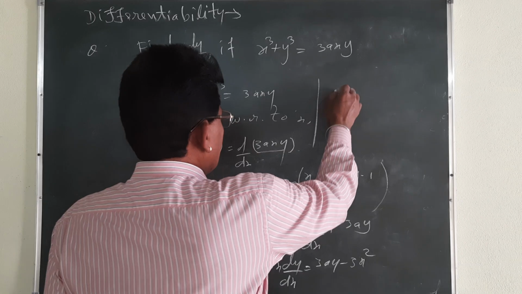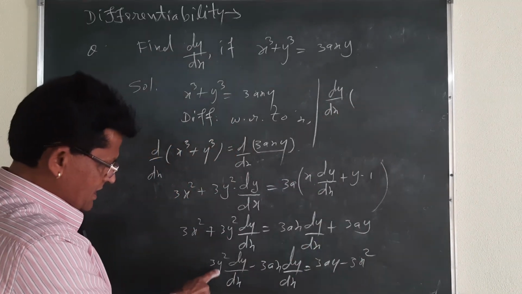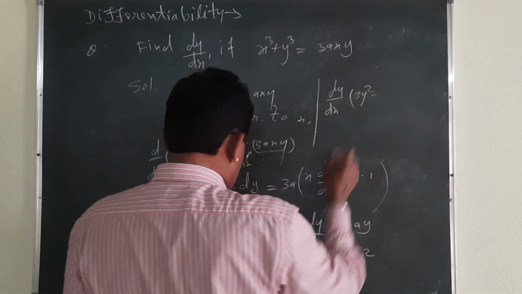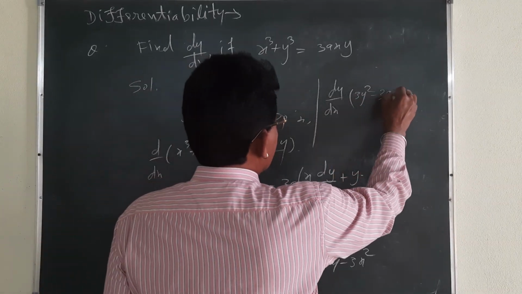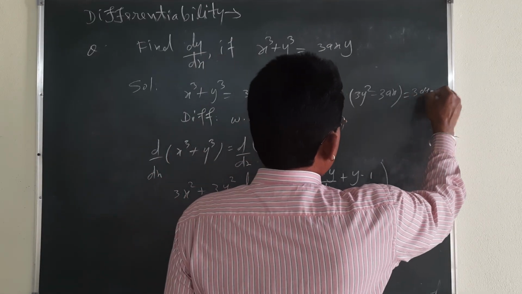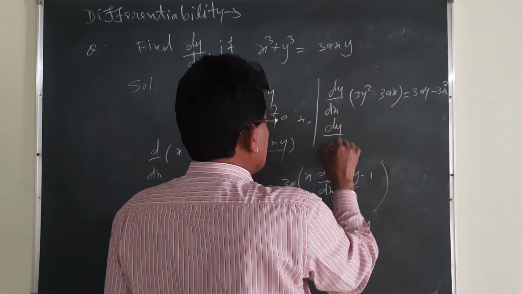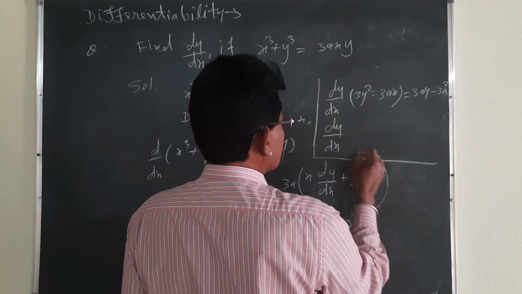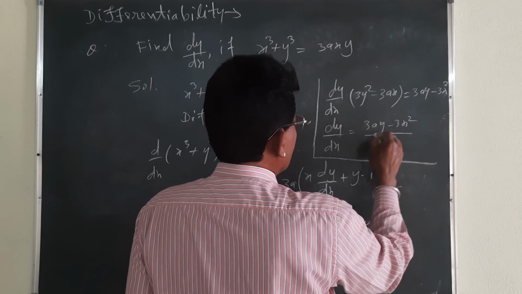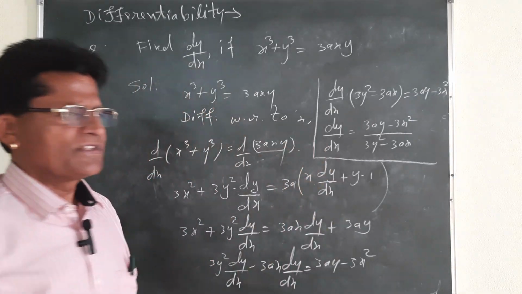And I will take dy upon dx common out of the bracket. You see, I am taking here dy upon dx. But what will be inside the bracket? 3y square minus 3ax will be equal to 3ay minus 3x square. Then dy upon dx, which we are in need of, will be equal to 3ay minus 3x square upon 3y square minus 3ax. This will be its differentiation.